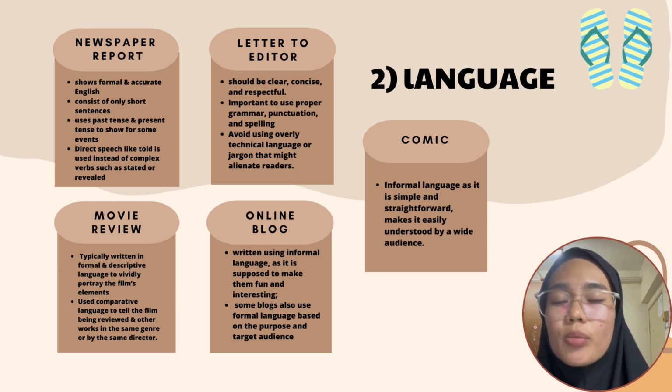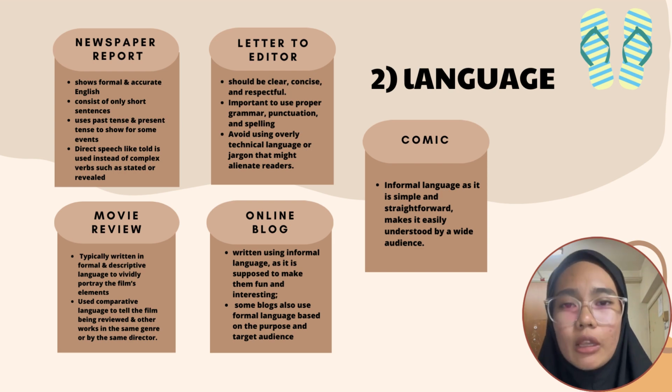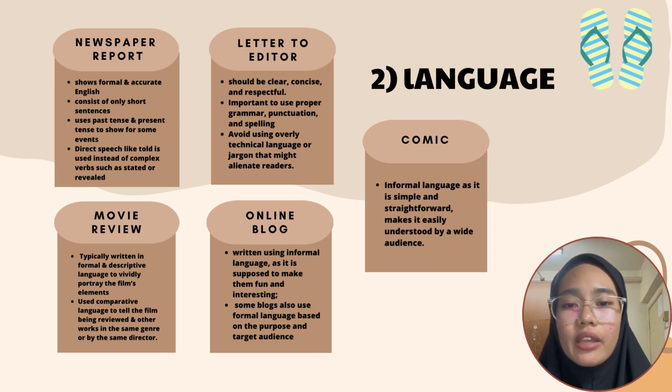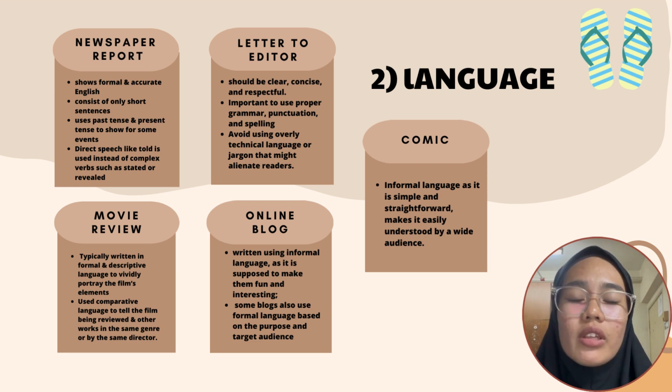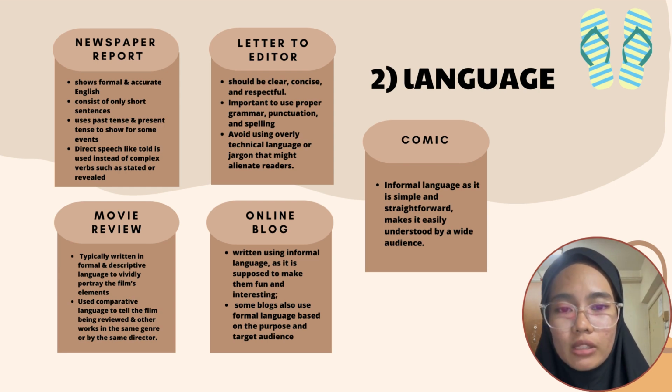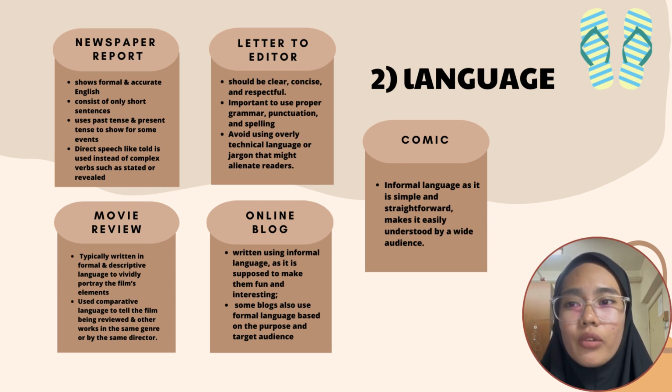the newspaper report. The language used in a newspaper report shows formal and accurate English, where the report consists of only short sentences which are easy to understand for readers of different ages. It uses past tense and present tense to show the different timelines for some of the events that occur in the newspaper report. And direct speech like 'said' is used instead of complex verbs such as 'stated' or 'revealed'.